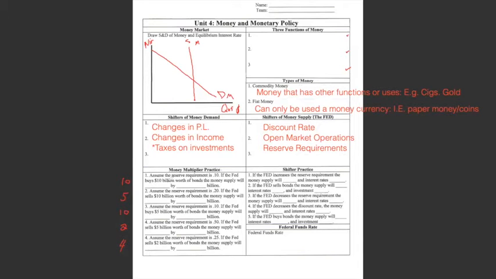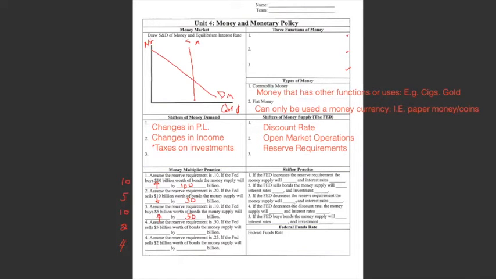First one, if the Fed buys 10 billion, what happens to the supply of money? Buy big, so it increases. It increases by how much? 10 times 10 is 100 billion. Next one, the Fed sells, so that's going to decrease the supply of money. How much? 50 billion, because 5 times 10 is 50. Next one, assume that the reserve requirement, oh, we already got that, 10%, and the Fed buys, that's going to increase. 5 times 10 is 50.